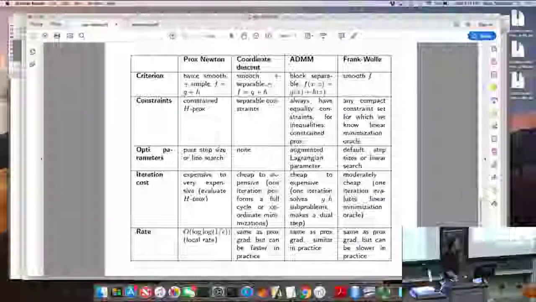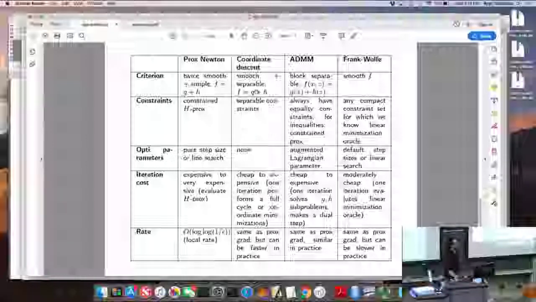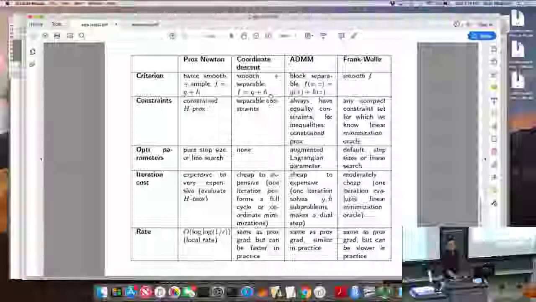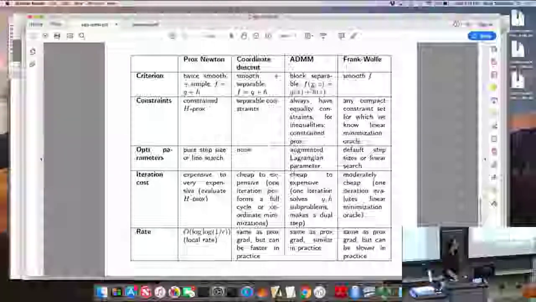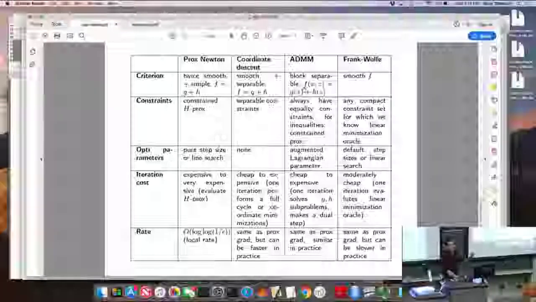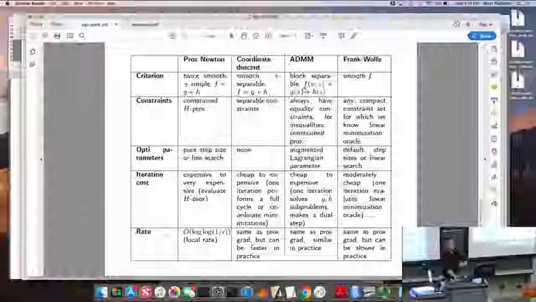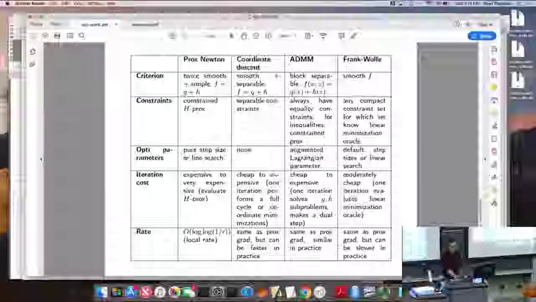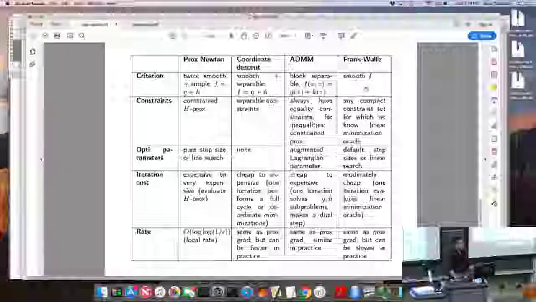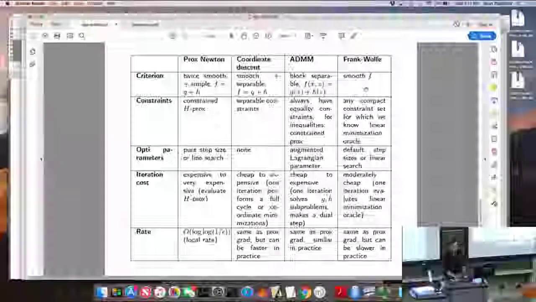For coordinate descent, we looked at functions that were smooth plus separable. So this h had to separate into a sum of h_i of x_i. ADMM was a function that was block separable, so the criterion had to be something like g of x plus h of z. And Frank-Wolfe required a criterion that was smooth. We had to take a gradient.